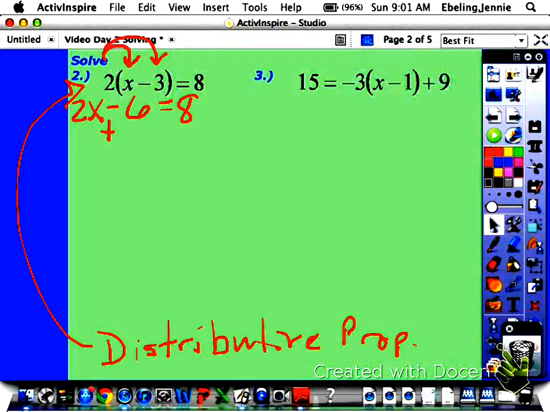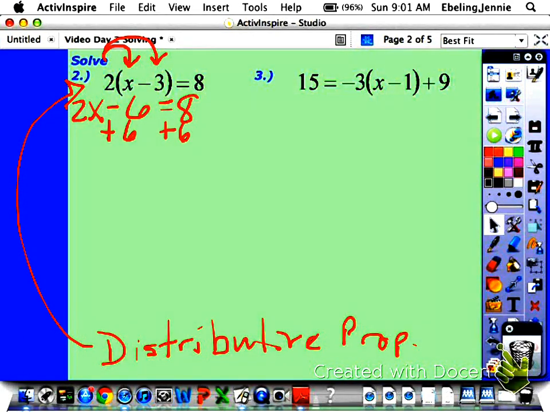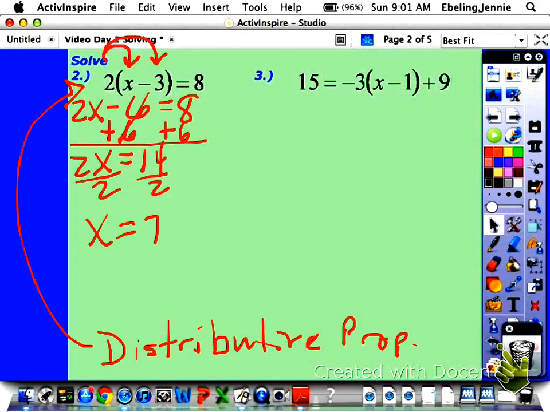Now, to simplify this, just like day 1, undo that subtraction. So I want to add to both sides. So I'm going to have 2x, 6's cancel, equal 14. Divide both sides by 2, x is equal to 7. So I have my solution of x equals 7. Now the directions here just say solve, so I'm not going to check that right now.